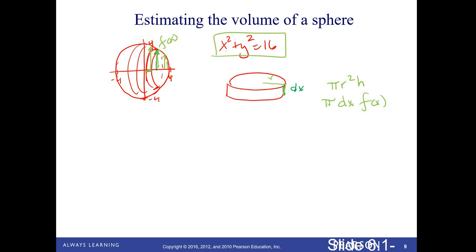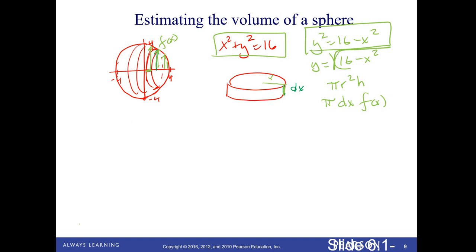I've got to write this as y in terms of x then. So y squared equals 16 minus x squared, and y equals the square root of 16 minus x squared. But since I want r squared, I'm going to actually call this function just my y squared, which is 16 minus x squared.